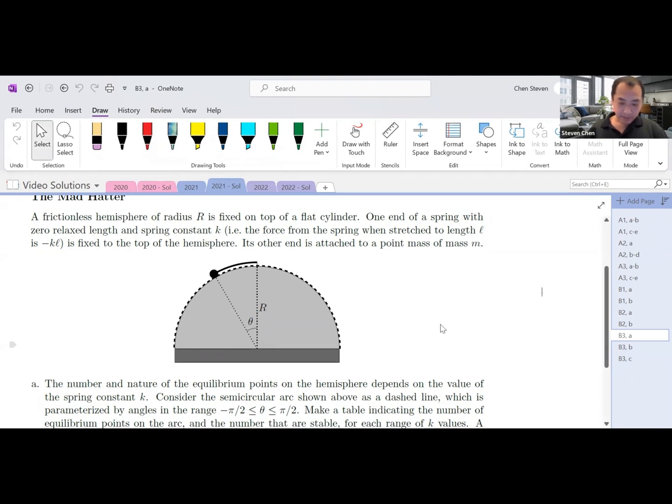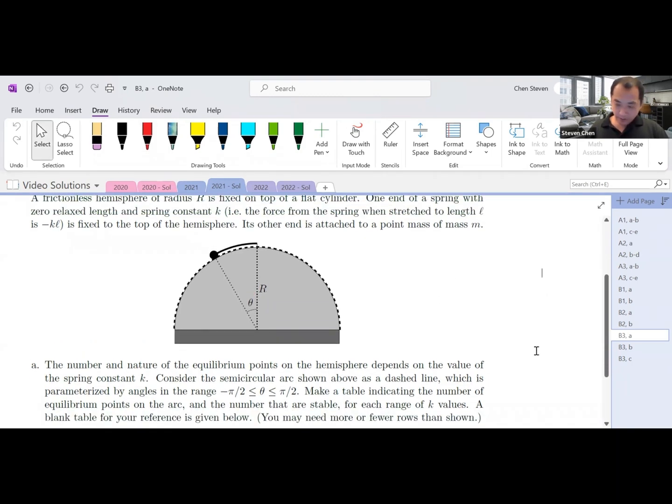The mass is M. So in part A, we assume that although this is a hemisphere, the half of the sphere, right? But in part A, we consider a simplified model, assuming that the ball can only just make the circular motion. That is, we just need to consider this plane. Okay, we don't have to consider the 3D graph.